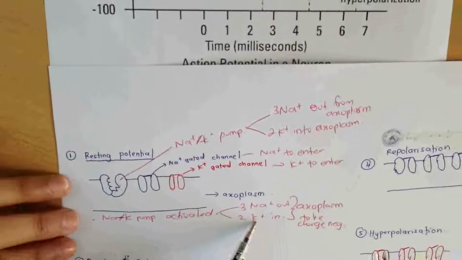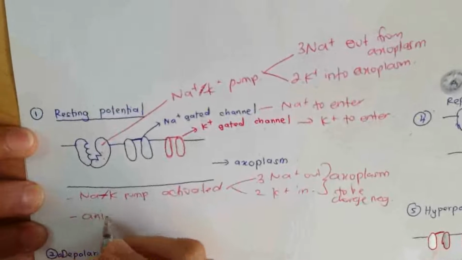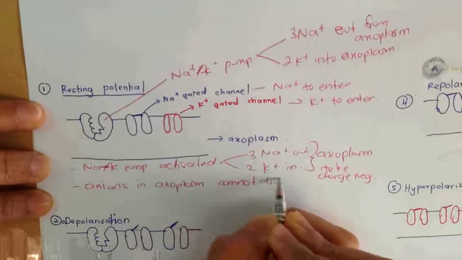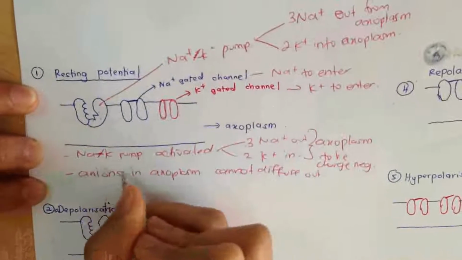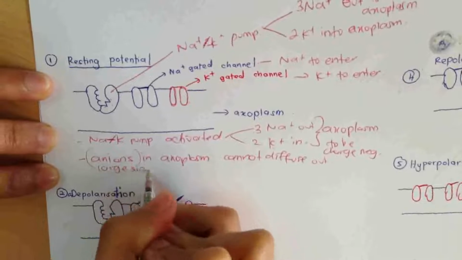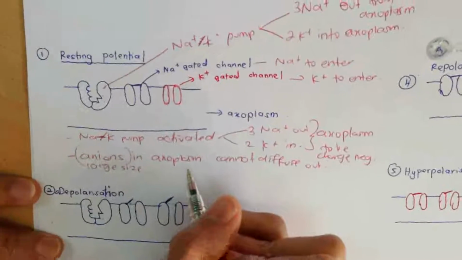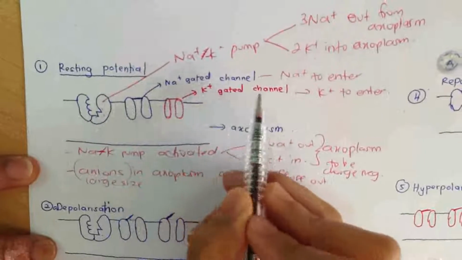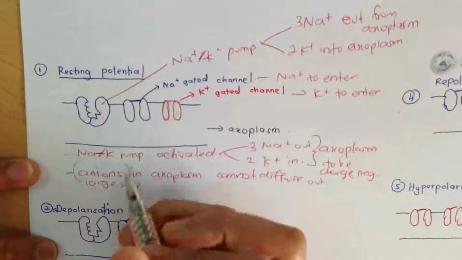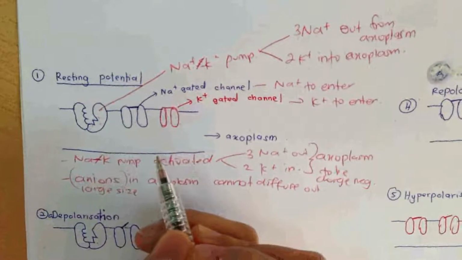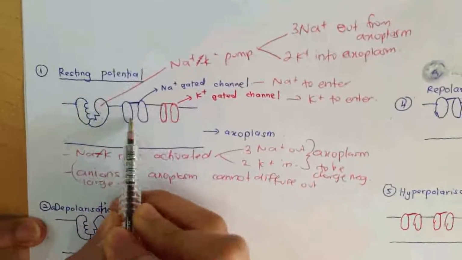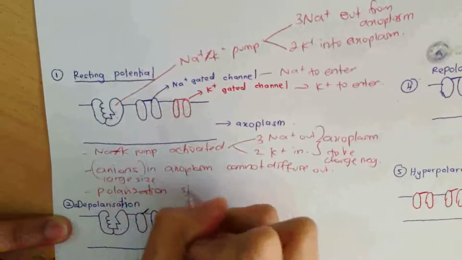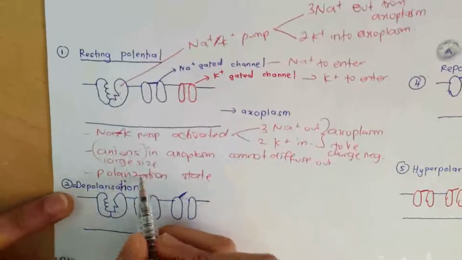Another reason why the exoplasm is negatively charged is because anions in the exoplasm cannot diffuse out, because they are large in size. So it cannot diffuse out of the exoplasm, making the exoplasm more negative, which is the negative 70. At this phase also, the Na plus gated channel and the K plus gated channel are inactive. Resting potential is where there is no impulse. This one is activated, these two are not activated. So it is also called the polarization state.